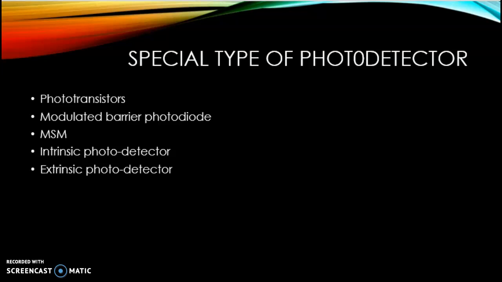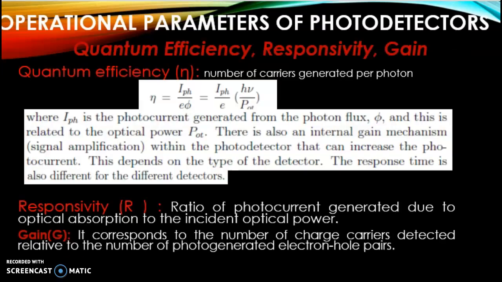Photodetectors which can detect optical signals having energy close to the bandgap energy of the semiconductor are called intrinsic photodetectors, and photodetectors which detect optical signals having energy less than the bandgap energy of the semiconductor are called extrinsic photodetectors. The main parameters which define the behavior of a photodetector are quantum efficiency, responsivity, and gain.